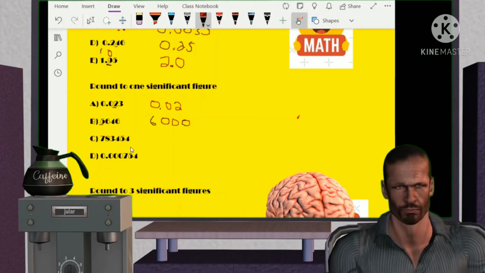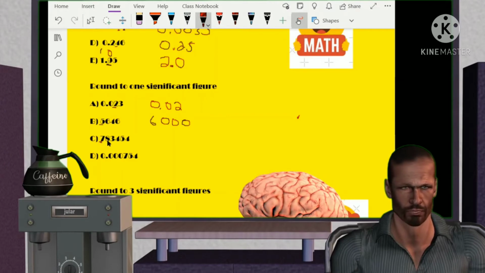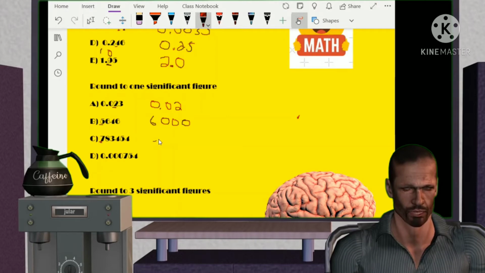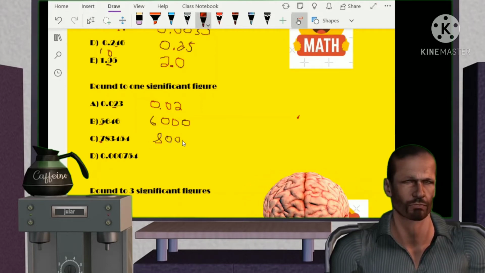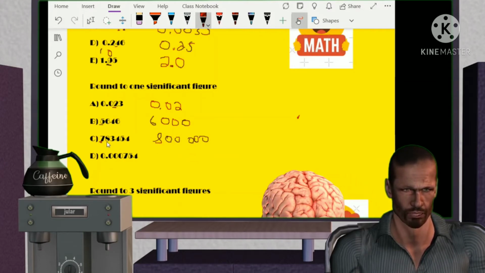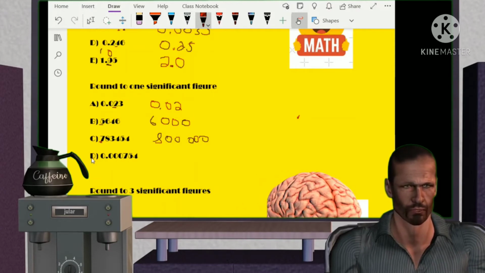783,454? We apply the same concept. My first significant figure is 7. The number after 7 is 8, which means I round up. So my 7 becomes 8. And of course, everything else is replaced by zeros. So we have 0, 0, 0, 0, 0. That's 800,000.